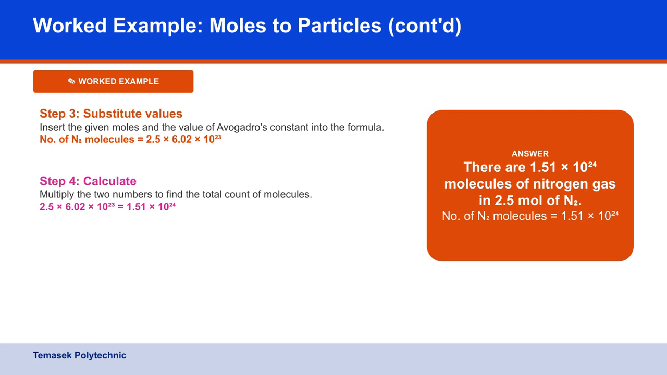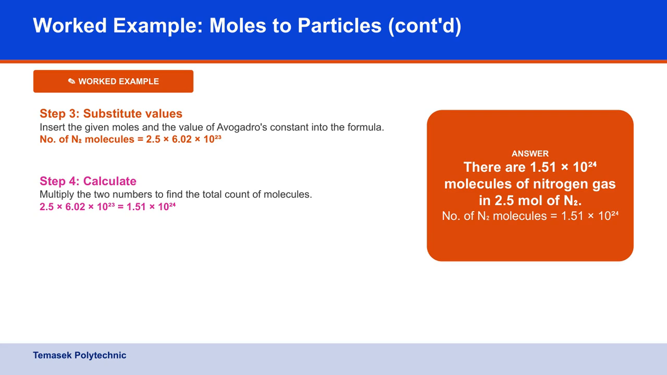2.5 multiplied by 6.02 times 10 to the power 23 gives us 1.51 times 10 to the power 24 molecules of nitrogen gas. A common mistake here is mishandling the powers of 10 during multiplication. Always deal with the numerical part and the power of 10 separately to avoid errors.